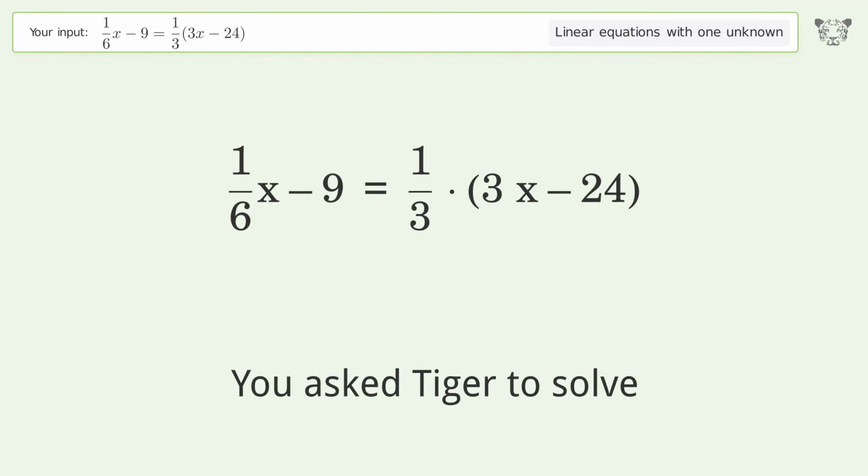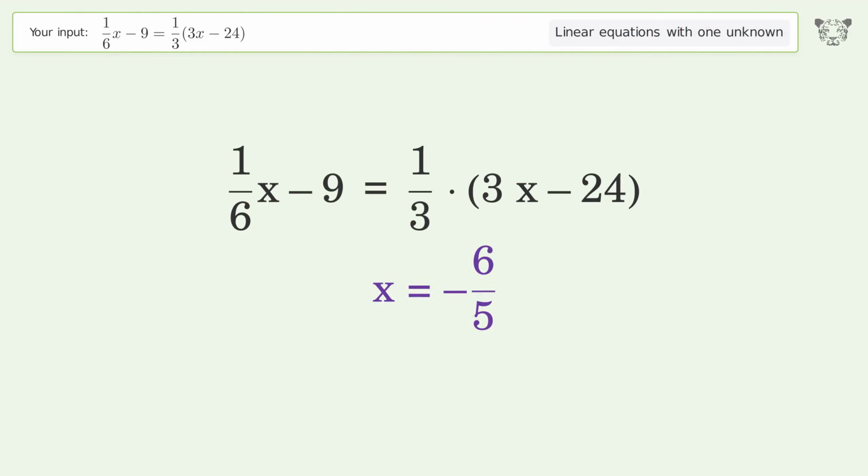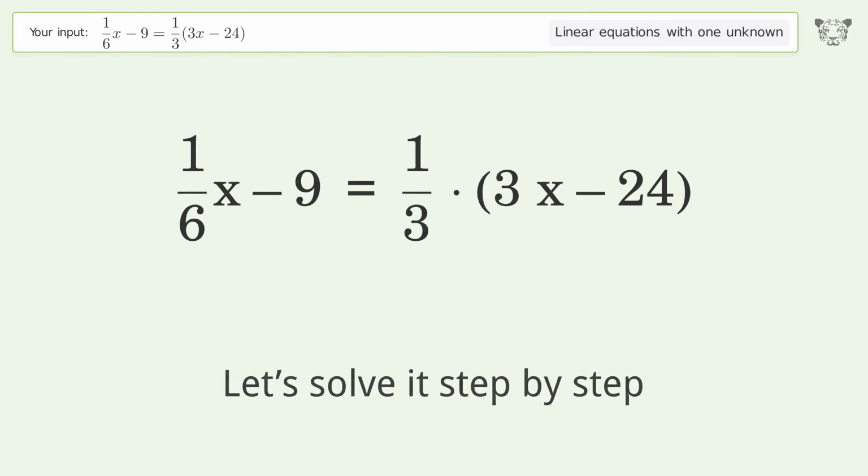You ask Tiger to solve. This deals with linear equations with one unknown. The final result is x equals -6/5. Let's solve it step by step.